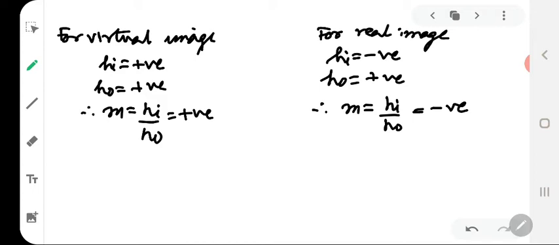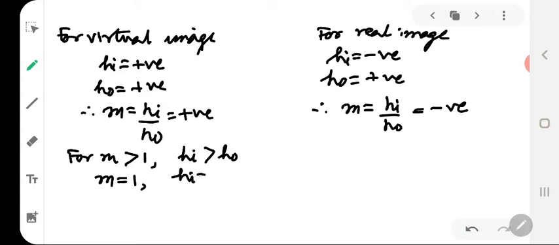One more thing that you should remember is, if magnification has a value greater than 1, then image is bigger than the object. That is, image is magnified or enlarged. If m is equal to 1, then image is of same size as the object. But if the magnification is less than 1, then image is smaller than the object. That is, it is diminished.